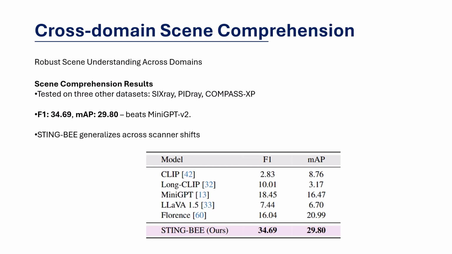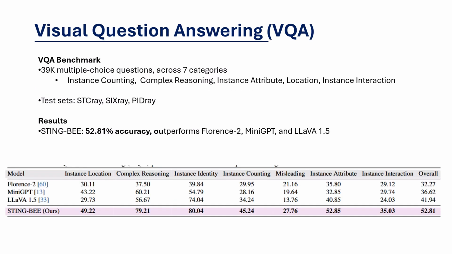Moving on to the experimental results, specifically in cross-domain scene comprehension, where STING-B was evaluated over 62K images from three other datasets, the SIXray, PIDray, and the Compass XP, STING-B outperforms other VLMs in both F1 score and mAP.